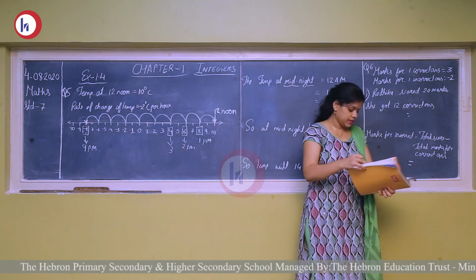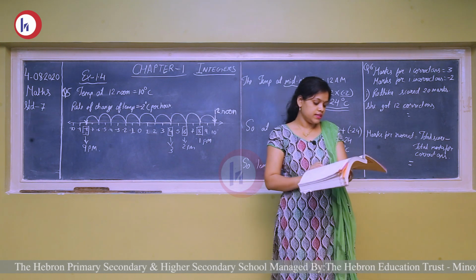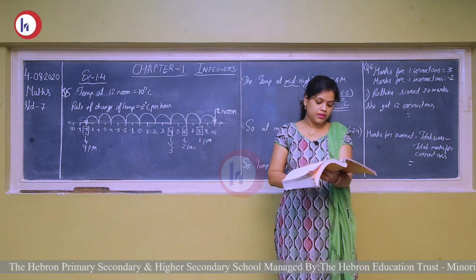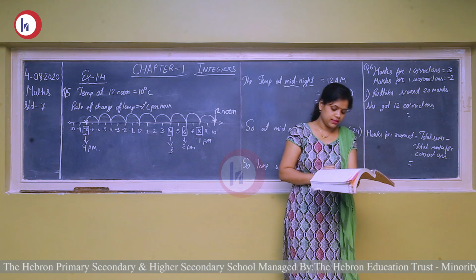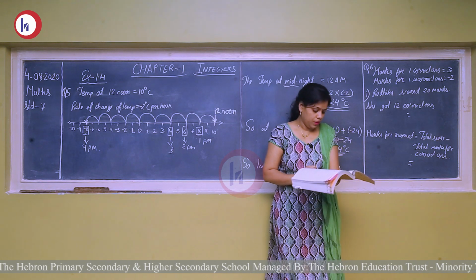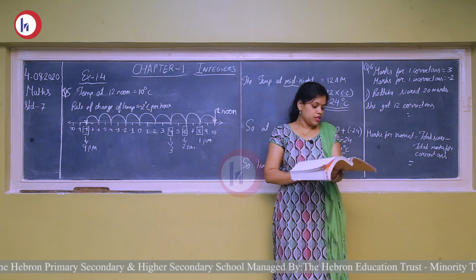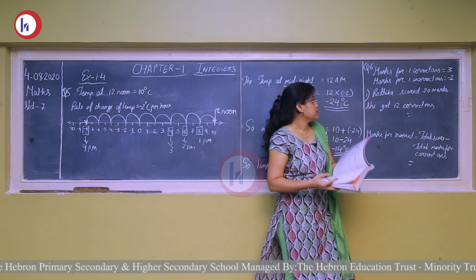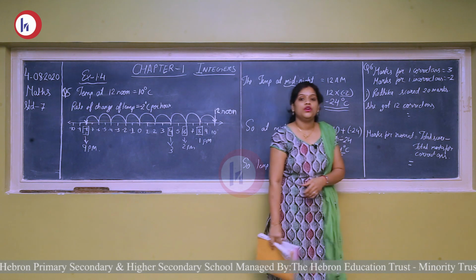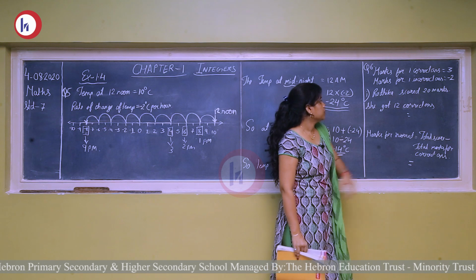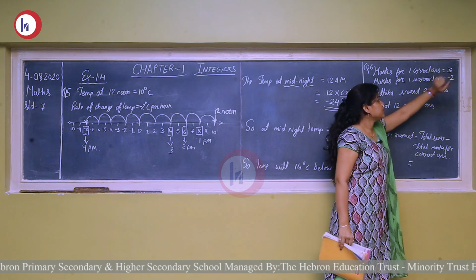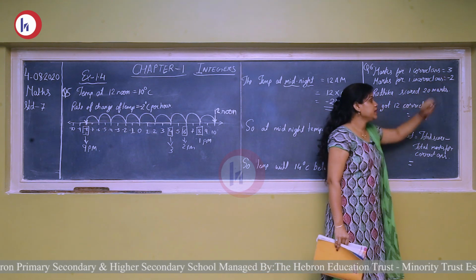Our next question is question number 6. In a class test, plus 3 marks are given for every correct answer. We have done this kind of sum before also. And minus 2 marks are given for every incorrect answer. And no marks are reduced for not attempting the question. So for correct answers, 3 marks. For incorrect, minus 2 marks.